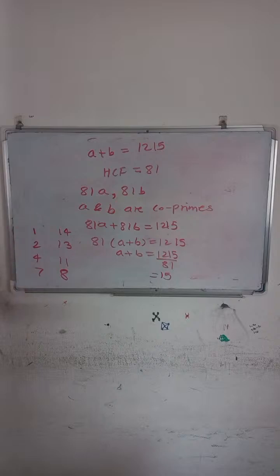Okay, so this is the answer. In total, how many pairs can we form? 1, 2, 3 and 4. Total 4 pairs we can form. Which option is there? Check in the question. So option C is the correct option. Okay, option C is the correct option. Now write down the next question.